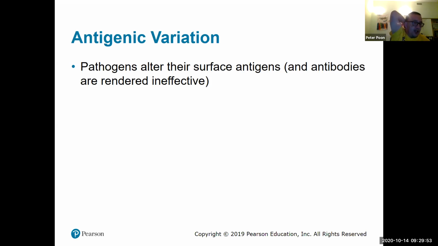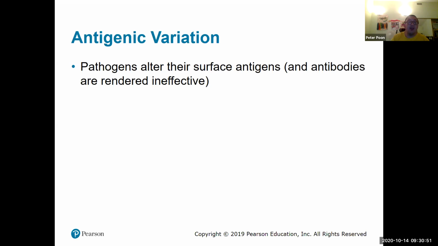Antigenic variation: pathogens alter their surface antigens, and therefore the antibodies are rendered ineffective. For example, with the flu virus, there's a different flu vaccine every year, because the yearly flu vaccine is targeted toward the antigens on the surface of the flu. All the flu virus actually has to do is change the antigens on its surface, and the vaccine no longer works. The antibodies no longer work. So every year we have to figure out very quickly what type of antigens are on this year's flu virus and then build up a response against that.